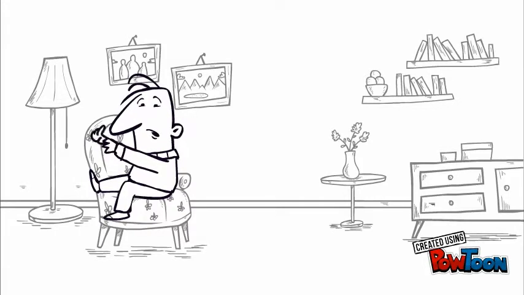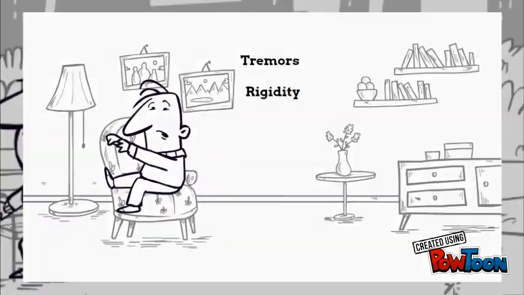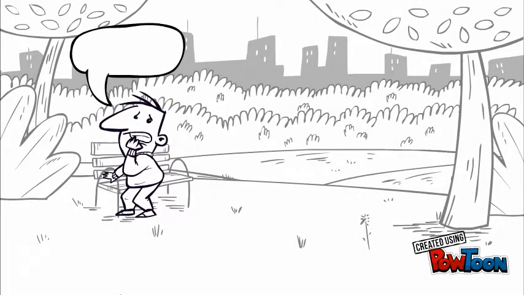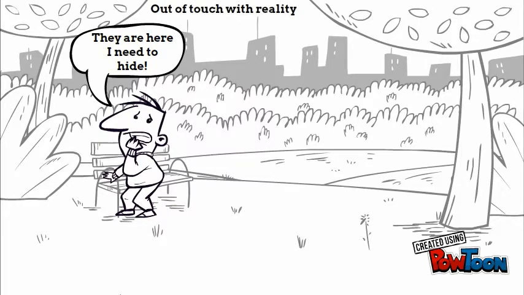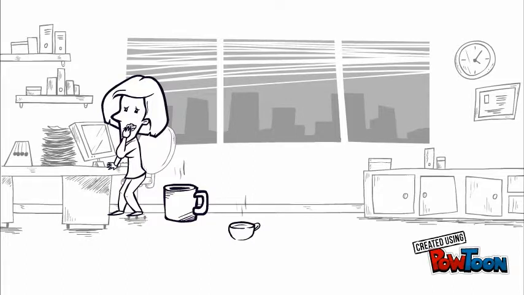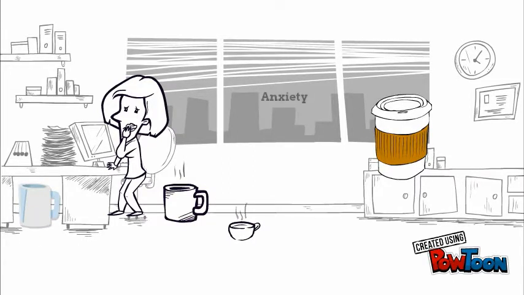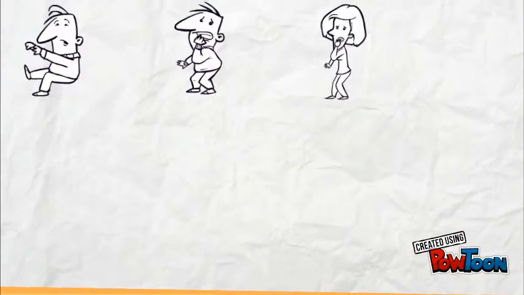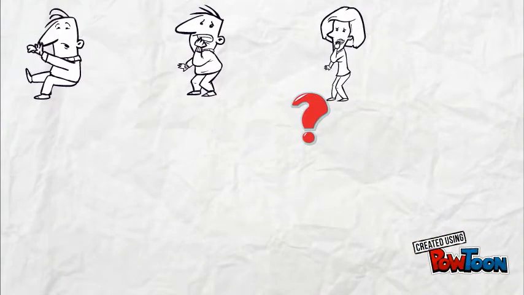This is a person suffering from Parkinson's: tremors, rigidity, slow movement. This is a person suffering from schizophrenia: out of touch with reality, disorganized speech, disorganized behavior. And this is me, suffering from drinking too much coffee: anxiety and agitation. The question now is, what do we all have in common?